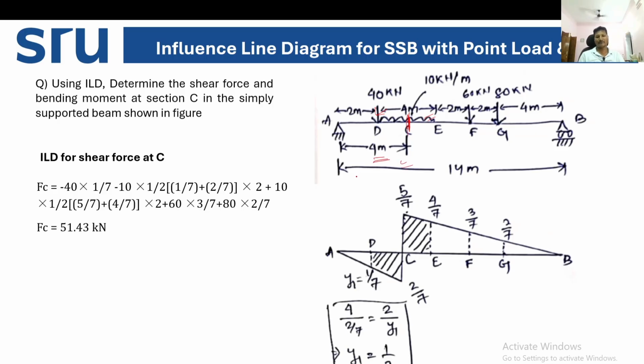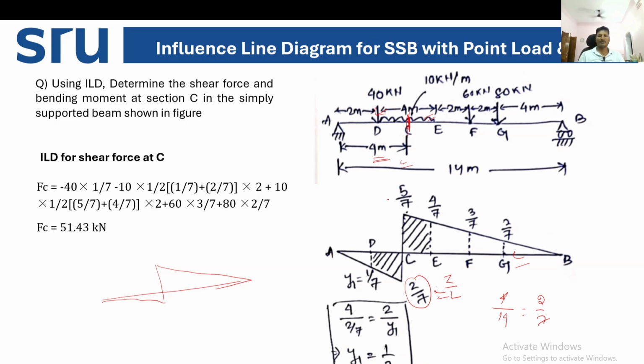As we know, the first step is to draw the influence line diagram for shear force. We already know there will be negative coordinates and positive coordinates like this. What is this value? This value is Z by L. So Z is 4 meter divided by L is 14 meter. If you simplify this, it will be 2 by 7. So this is 2 by 7.